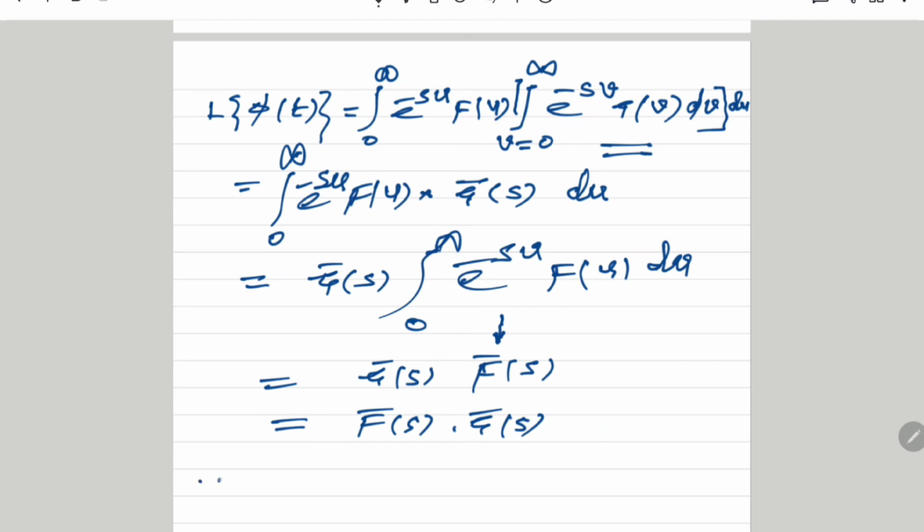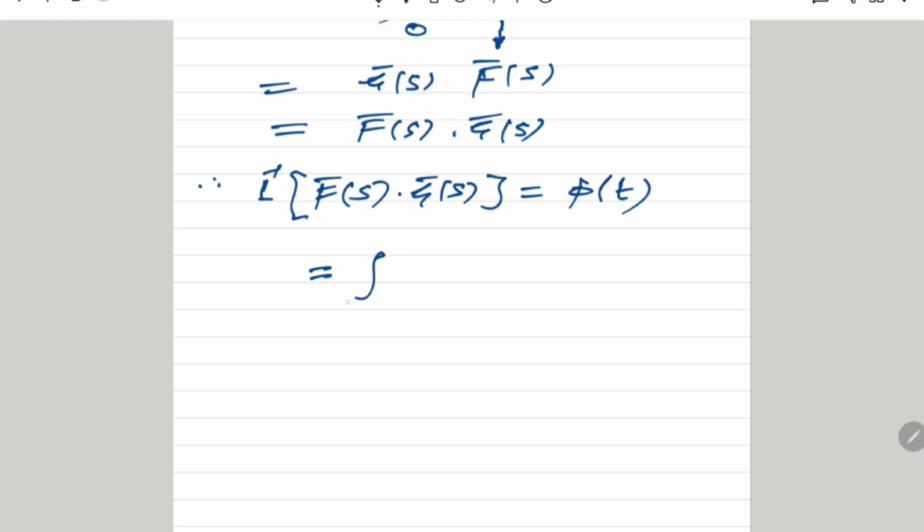And therefore, this is the proof of that theorem. Or we can transfer this L to the other side. We get inverse Laplace of f bar of s into g bar of s as phi of t. What is phi of t? It is the integral from 0 to t of f of u into g of t minus u. Hence proved.